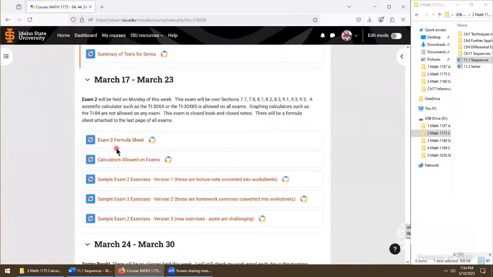You don't have to bring it to the exam. Just to clarify, it really is the last page. This is just a redo from exam 1, and this is maintaining the pattern that we did on exam 1 as well.